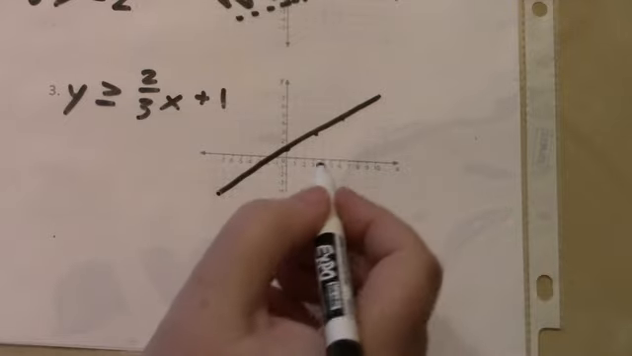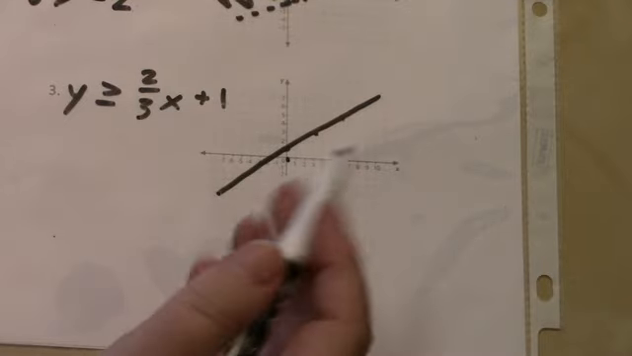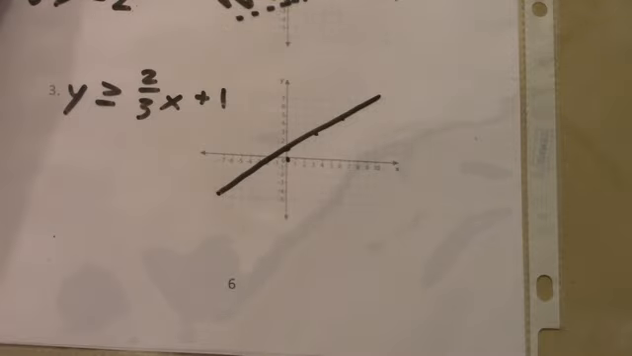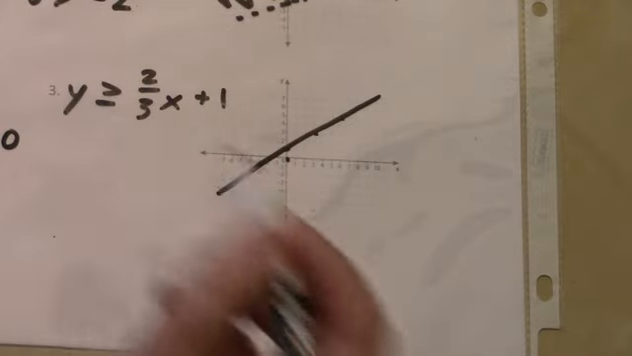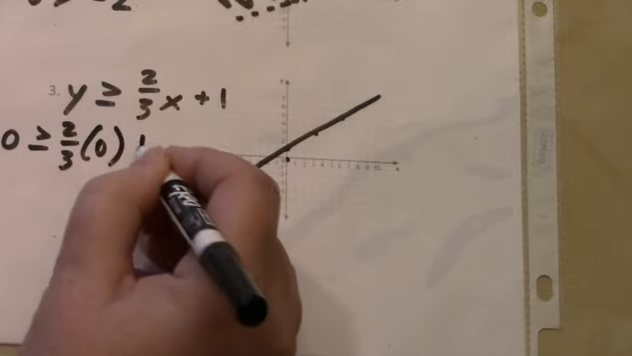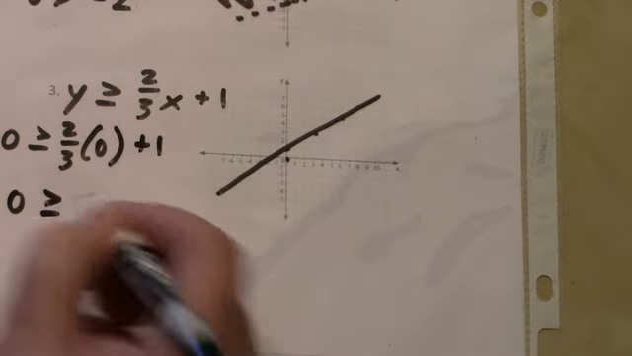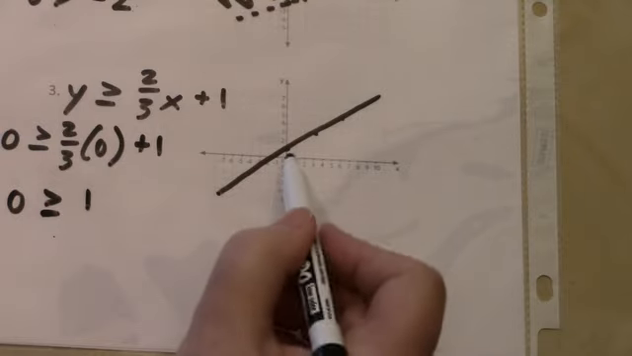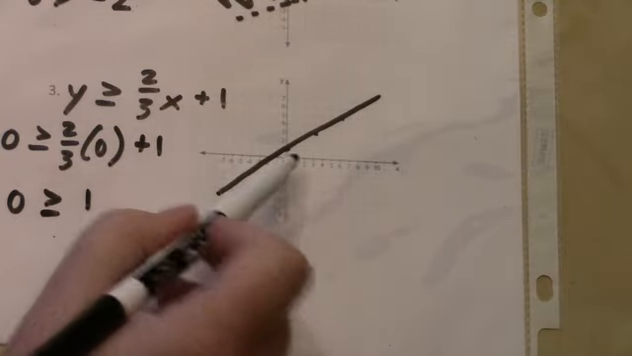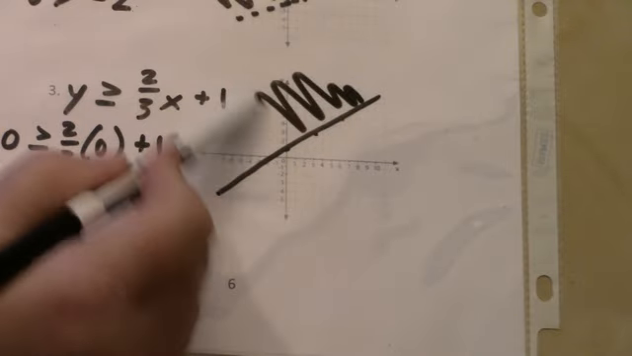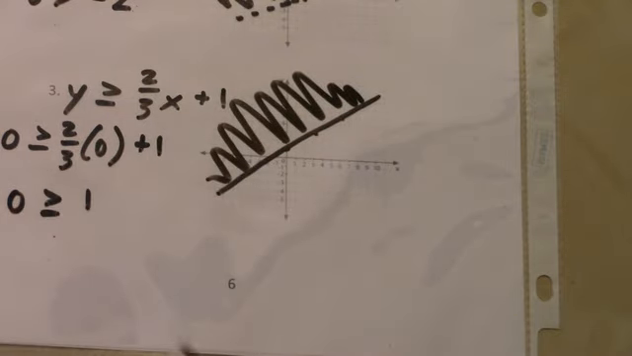Now I'm going to test 0, 0 to determine if it's true. If it's true, I'm going to shade down here. If it's not true, I'm going to shade everything else. So I'm going to put a 0 times 0 plus 1. Is 0 greater than or equal to 0 plus 1, which is 1? Is 0 greater than 1? No, that is not true. That means I'm going to shade everything to the right.